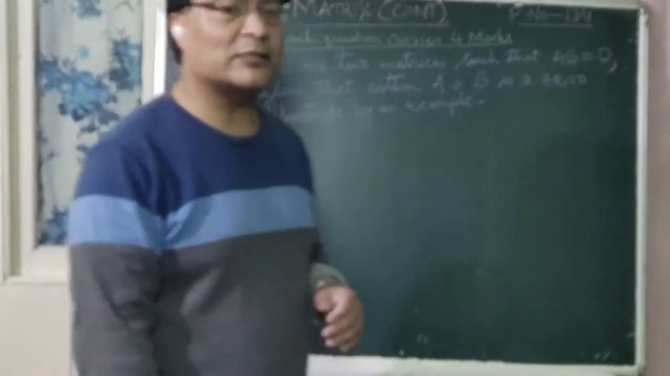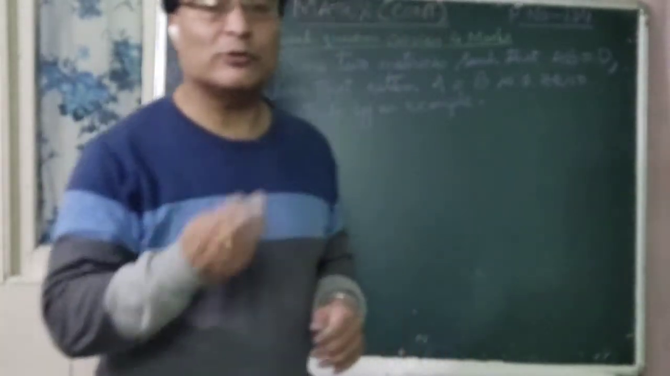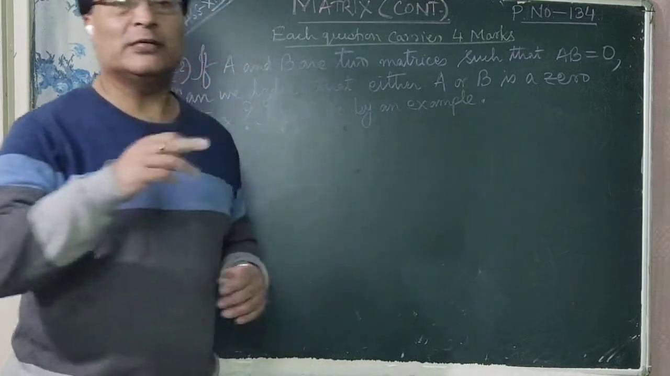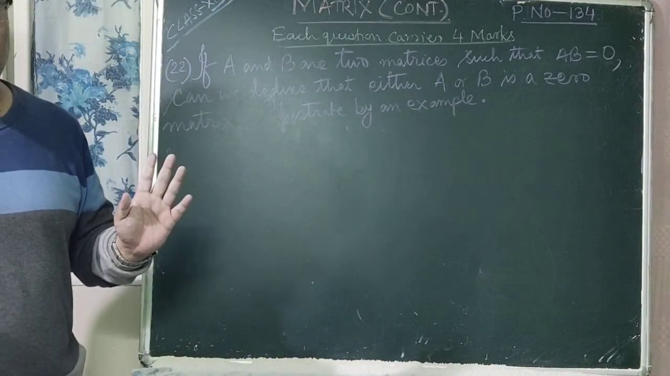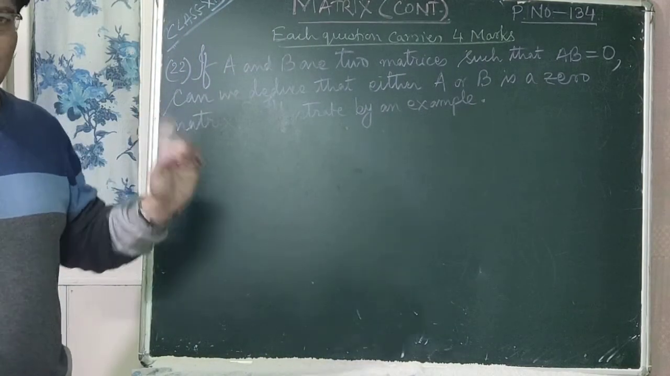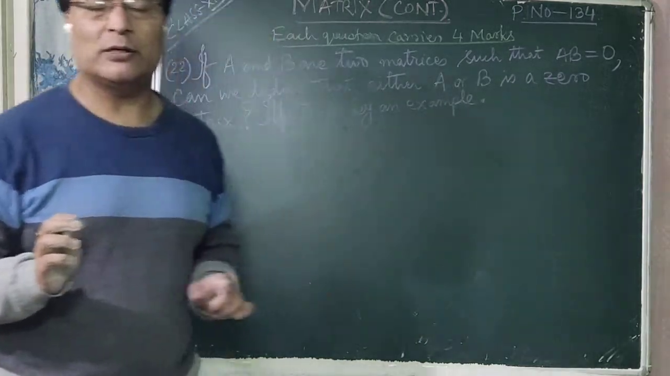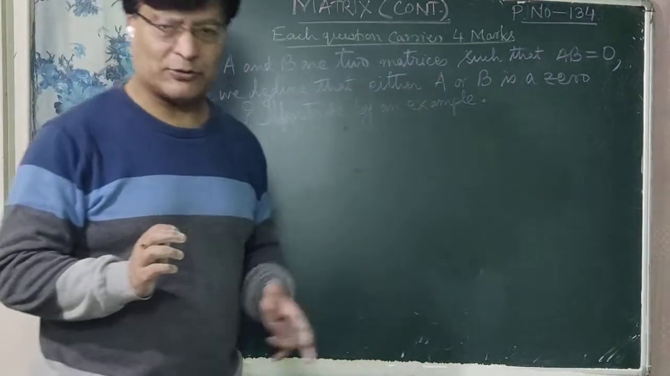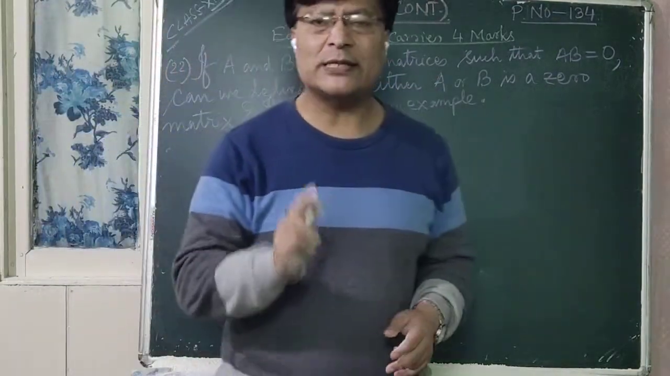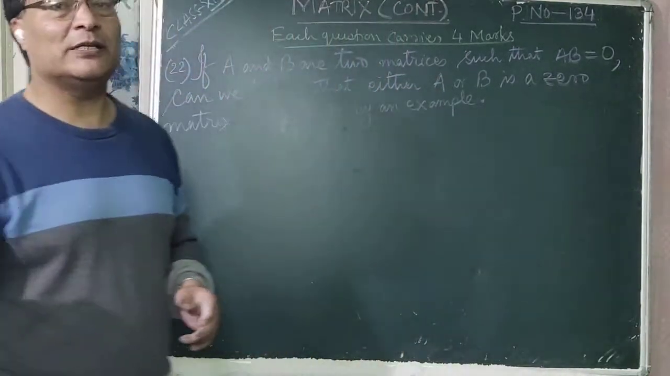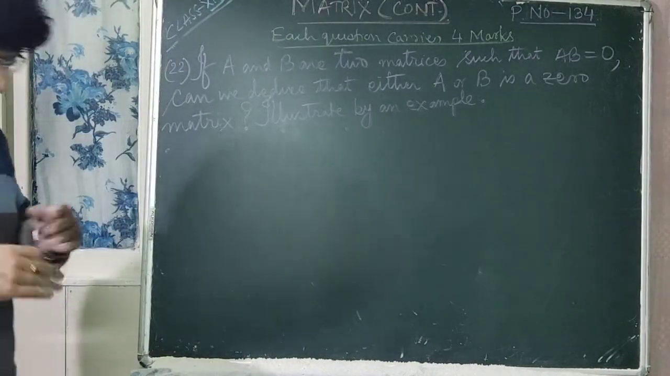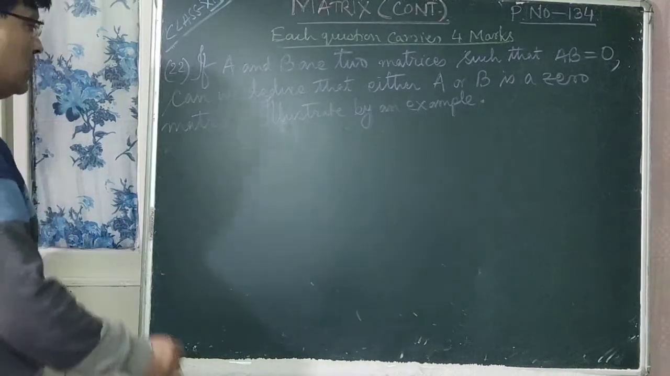So it is not necessary that if AB is equal to 0, either A or B is a zero matrix. It is not necessary, right? If A and B are two matrices such that AB is equal to null matrix, it is not necessary that either A or B is a zero matrix. Let us illustrate it by an example. Let us consider the example.